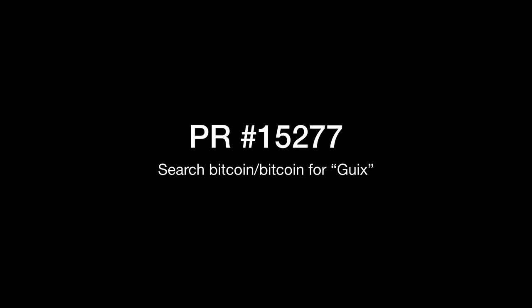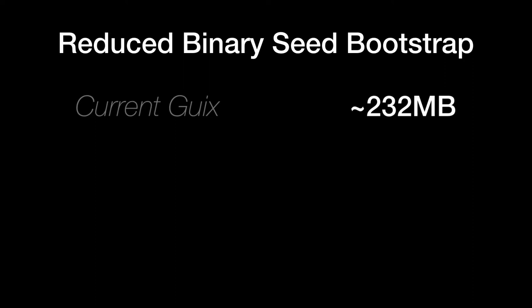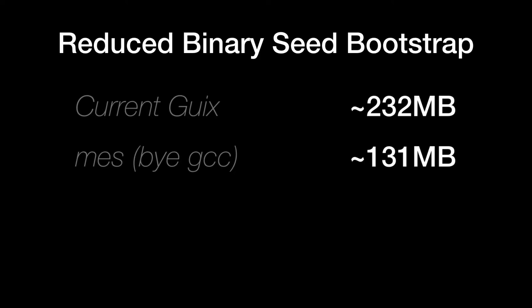There's one last thing I want to talk about, and that is the ongoing work to enable a reduced binary seed bootstrapping Guix, led by Janneke. Currently, Guix's set of bootstrap binaries weigh in at 232 megabytes, which is already a fraction of that of Debian-based distros. With Janneke's current version of Mes, which is already working in Guix's core-updates branch, we can eliminate GCC as a trusted binary, mitigating the trusting trust attack and bringing our number down to 131 megabytes.